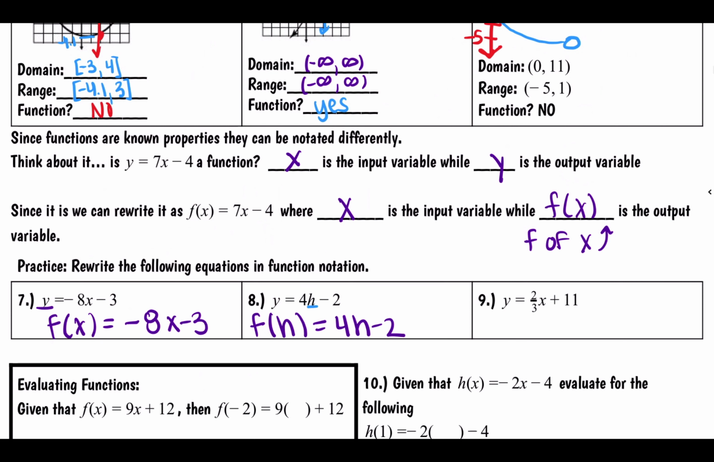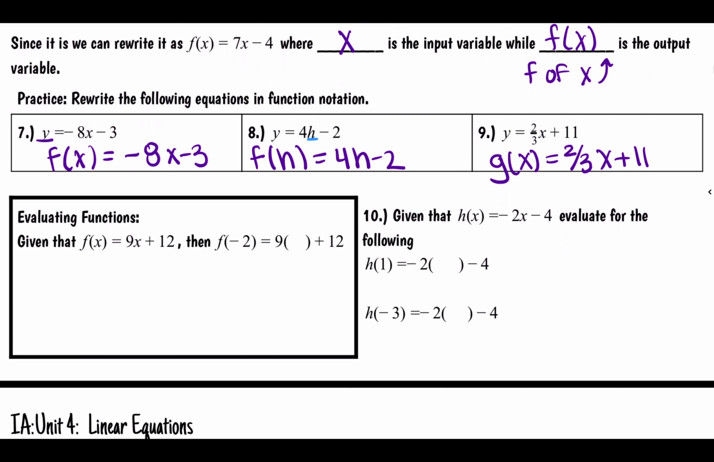With function notation, we also don't always have to use f. We can use other letters. Commonly, you'll see g, so we can do g of x equals 2/3 x plus 11. You'll see g of x or h of x, f of x, those are the most common ones you'll see.